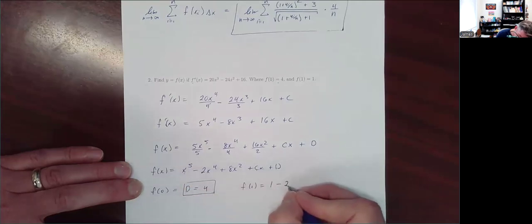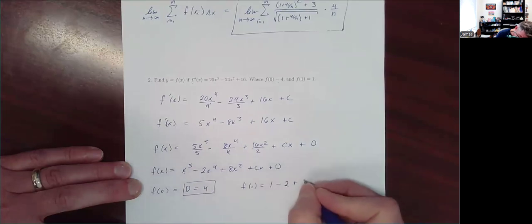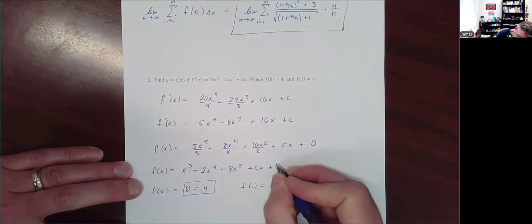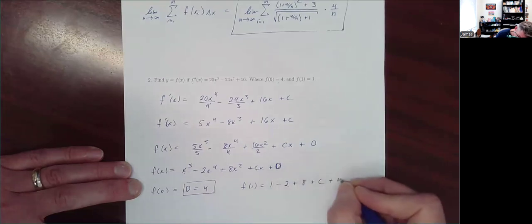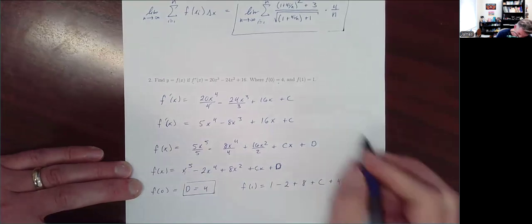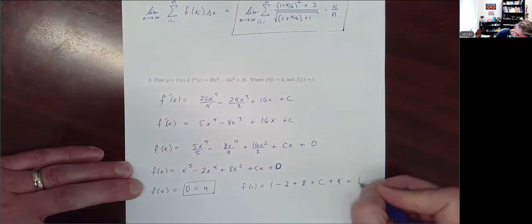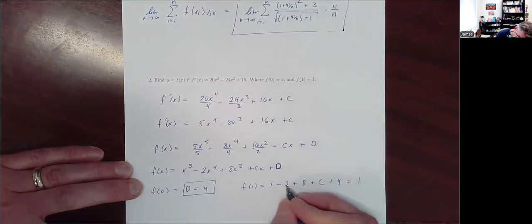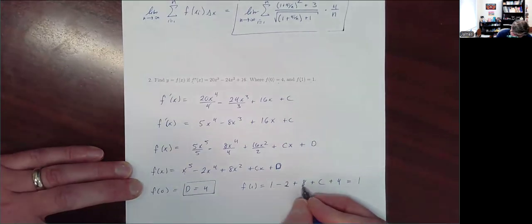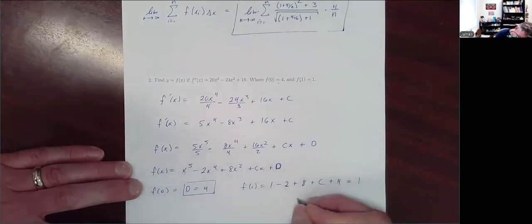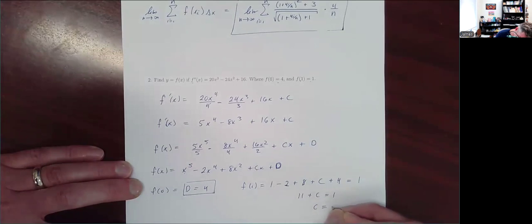And f of 1 is equal to 1 to the 5th minus 2 times 1 to the 4th plus 8 times 1 squared plus c times 1 plus d, which is 4, and that should equal, well, f of 1 is equal to 1. So then we're going to say that 1 minus 2 is negative 1, plus 8 is 7, plus 4 is 11, so 11 plus c is equal to 1, or c is equal to 1 minus 11, which is negative 10.